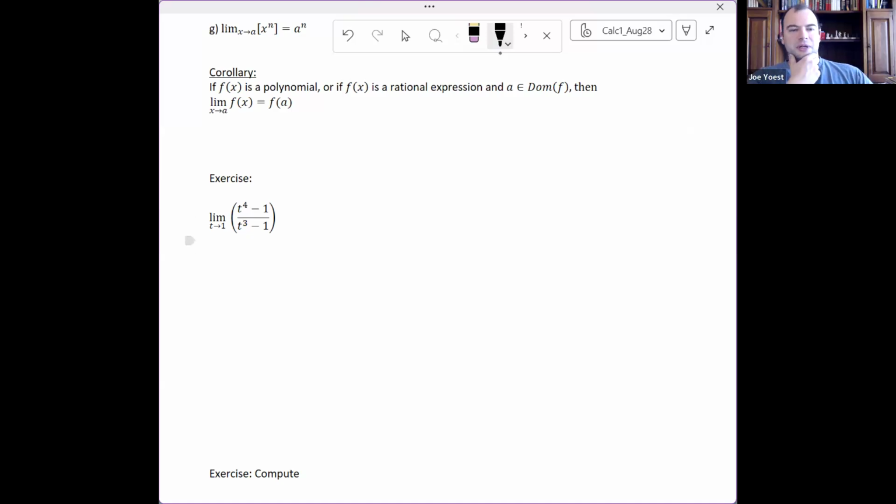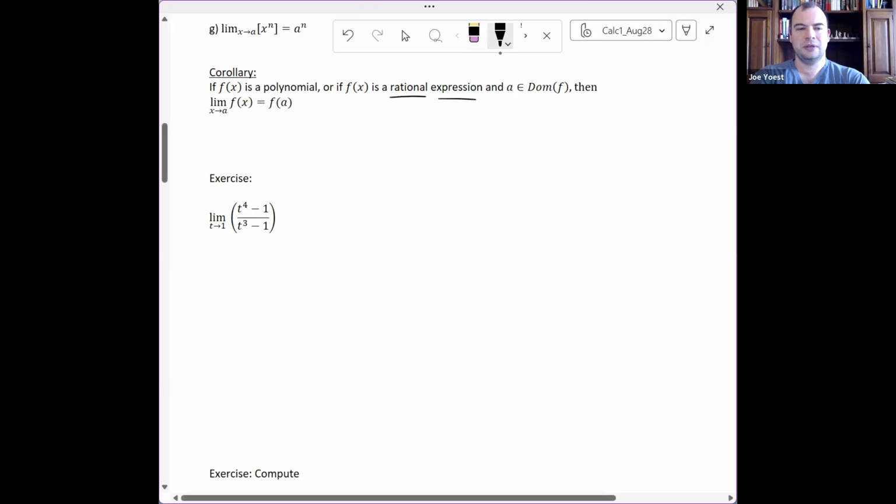All right, so if I look at this function, t to the fourth minus 1 over t cubed minus 1, I do note that it's a rational expression. However, my limiting input, t goes to 1, is not in the domain of that rational expression. Why? Because 1 cubed minus 1 is 0. I get a 0 on the bottom. That's not in the domain of the rational expression.